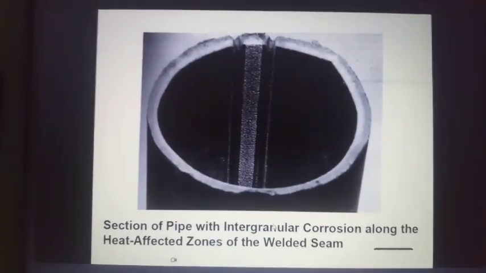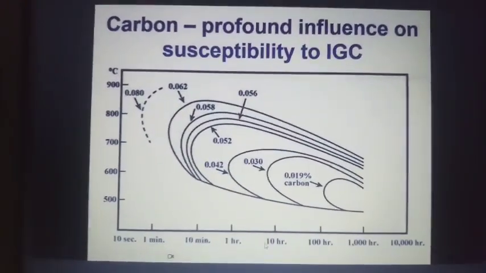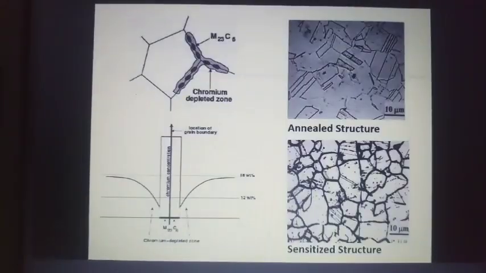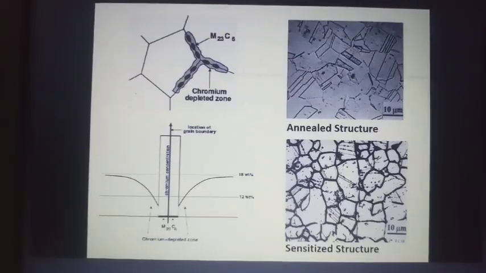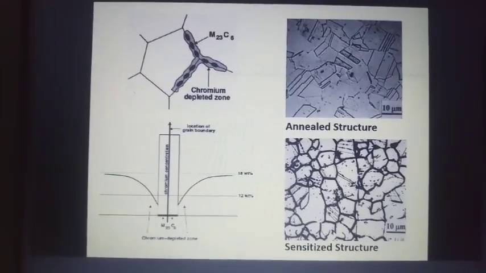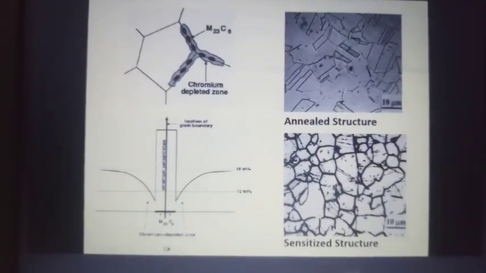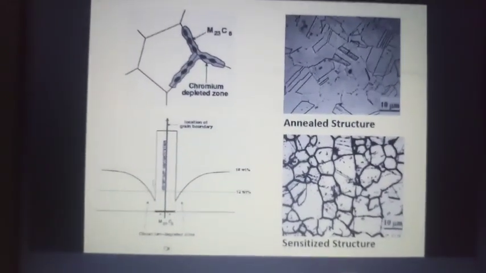Sir, then can you go back to the previous slide? One more slide where you show the grain. This chromium carbide form, so then how will it contribute to the corrosion? Can you explain? That is because basically the corrosion resistance is contributed by the greater than 12% chromium.